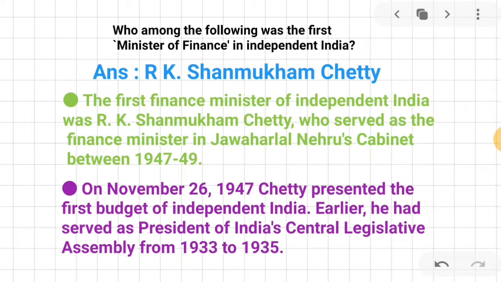On November 26, 1947, Chetty presented the first budget of independent India. Please kindly note down all the bullet points. A question may come here and may ask you who presented the first budget of independent India. The answer will be Chetty. Okay. Earlier, he had served as the president of India's Central Legislative Assembly from 1933 to 1935.